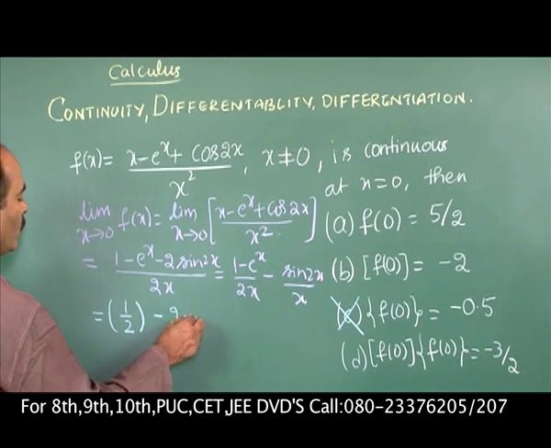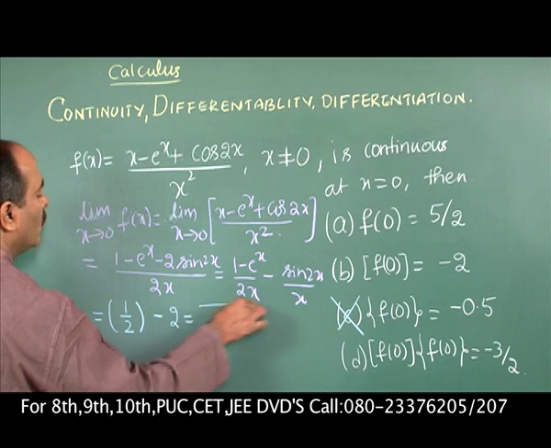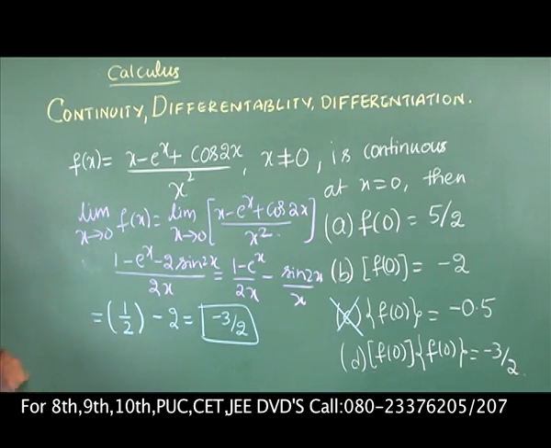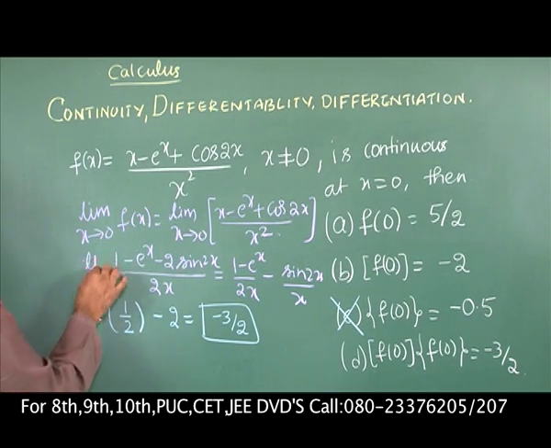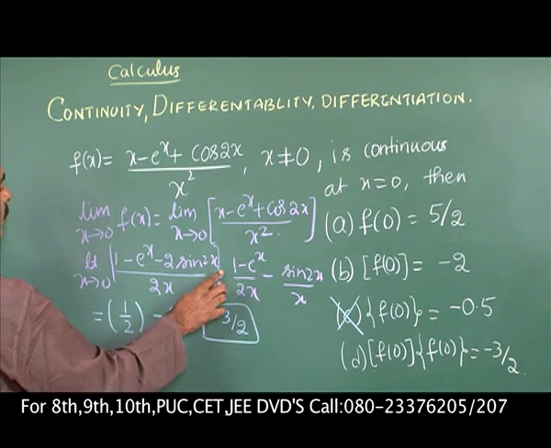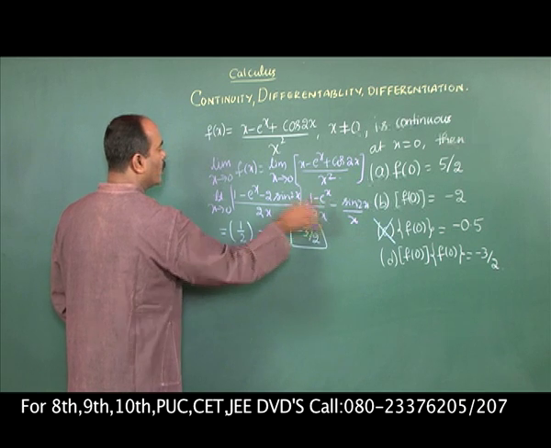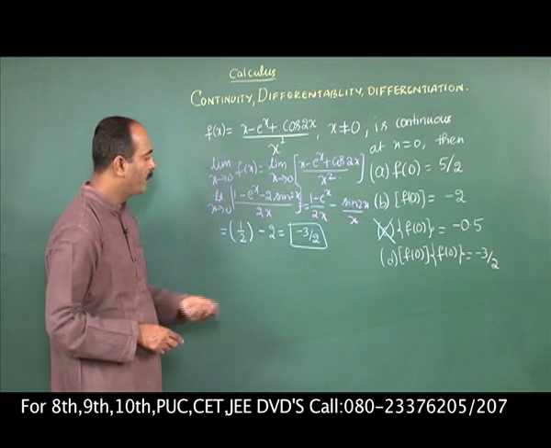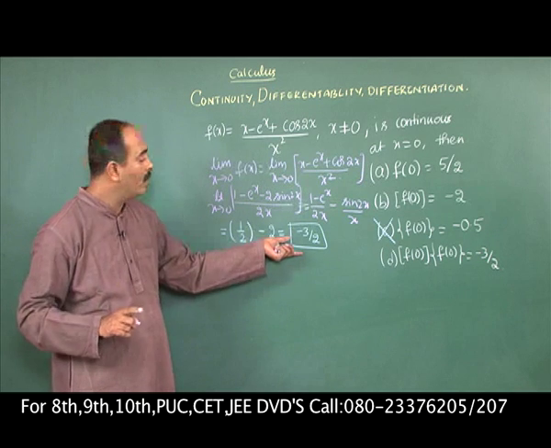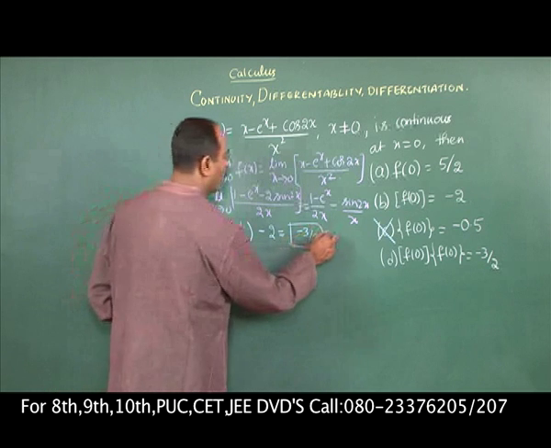So 1 by 2 minus 2 is equal to minus 3 by 2. Dear student, don't get confused here. I have to write limit x tends to 0. I am writing it now. Limit x tends to 0, it is a compulsion. So here also I should write limit x tends to 0. But there is no space, don't get confused. Assume that it is there. Anyway, f of 0 is equal to minus 3 by 2. So f of 0 is minus 3 by 2.